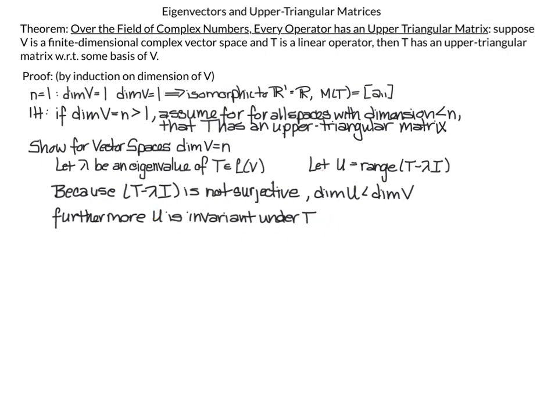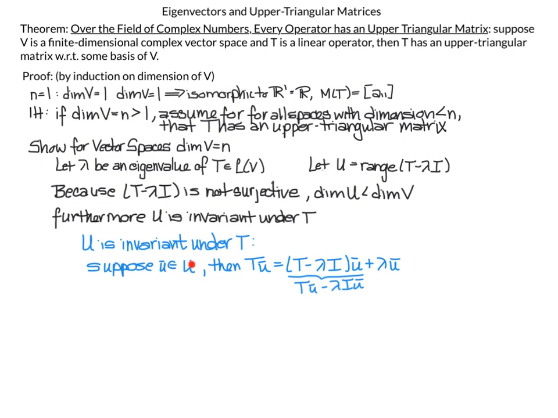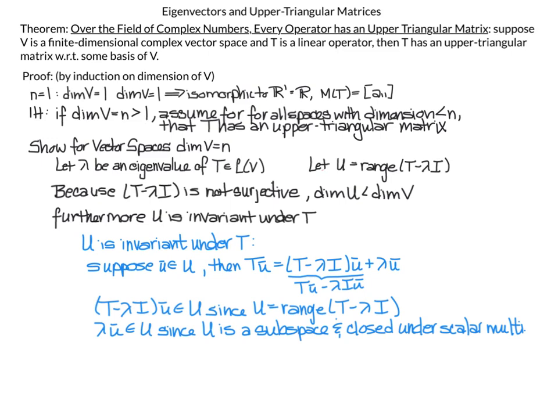Let's take a look at why this is true. Suppose we have a vector u in our subspace U, which is the range of T minus lambda I. That means Tu is equal to (T minus lambda I)u plus lambda u. So we have Tu minus lambda u, and we can add lambda u, and what we have is Tu. (T minus lambda I)u is in U, since U is the range of T minus lambda I. Also, lambda u is in U, since U is a subspace and it's closed under scalar multiplication, which means this whole thing, (T minus lambda I)u plus lambda u, is still in U because U is a subspace and it's closed under addition. That gives us that Tu is still in U. In other words, U is invariant under T.